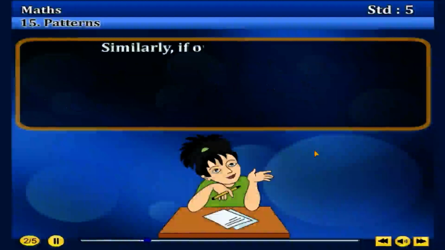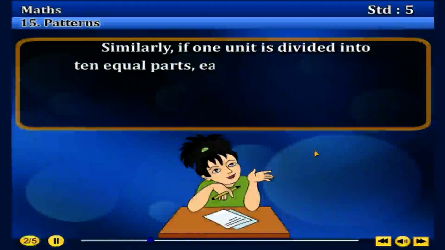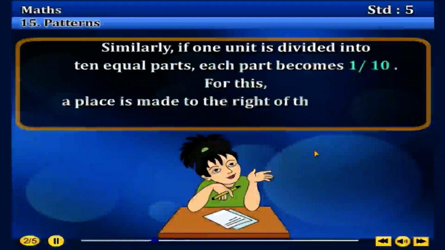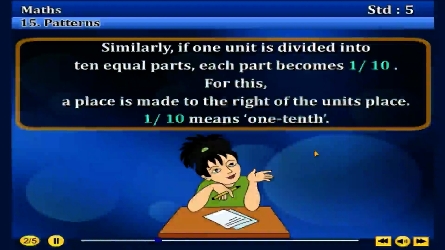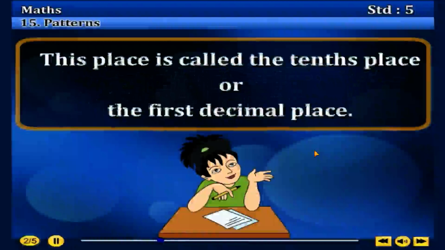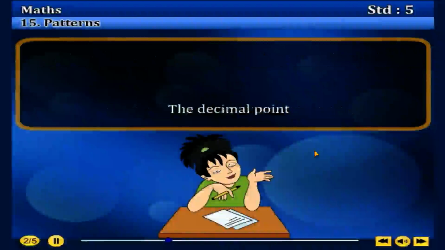Similarly, if 1 unit is divided into 10 equal parts, each part becomes 1 by 10. For this, a place is made to the right of the units place. 1 by 10 means 1/10. This place is called the 10th place or the first decimal place. The decimal point. The decimal place is created for writing a fraction.